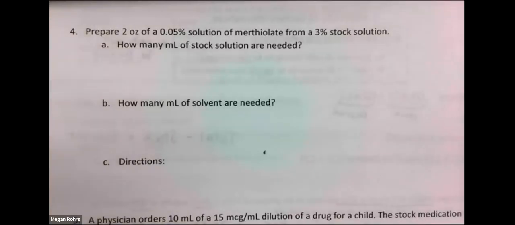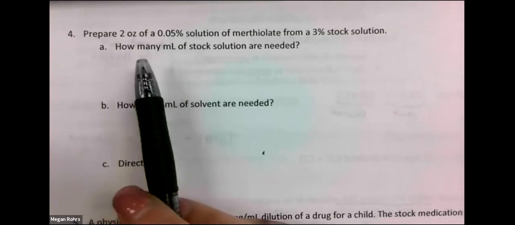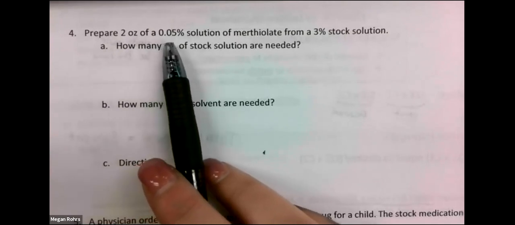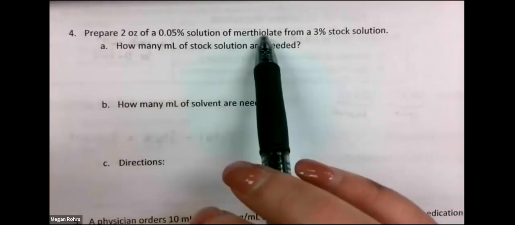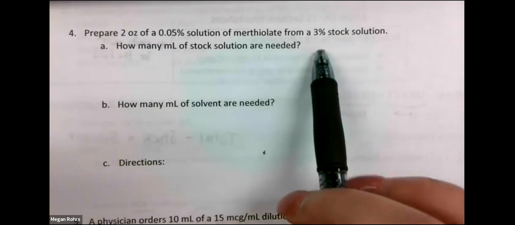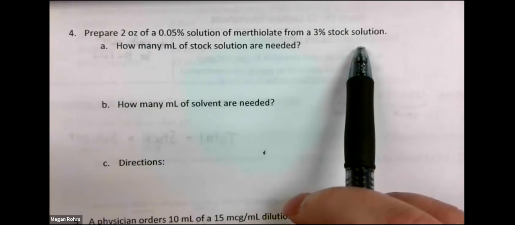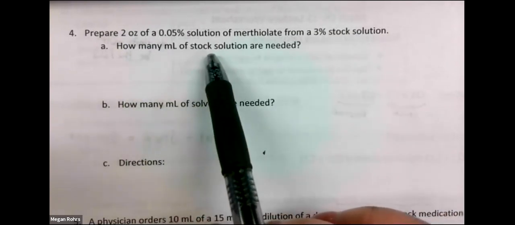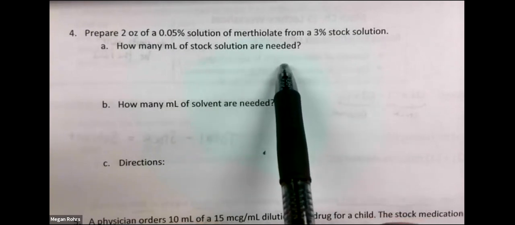Right, part 2 of simple dilution. So number 4, prepare 2 ounces of a 0.05% solution of merthiolate from a 3% stock solution. How many mils of stock solution are needed?